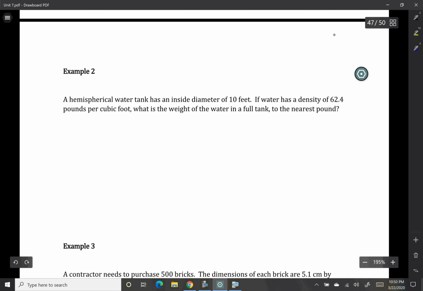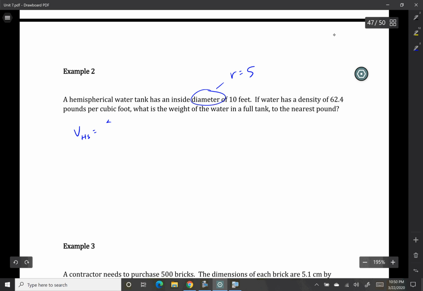So number 2 says a hemispherical water tank has an inside diameter of 10 feet. As soon as I see diameter, I'm thinking radius, because all of our formulas have radius in it. So the radius is 5 feet. Water has a density of 62.4 pounds per cubic foot. What is the weight of the water in a full tank? So to be able to use this density formula, we need to know the mass, which we know. Well, I'm sorry, which we don't know. We need to know the density, and we need to know the volume. So the first thing we have to do is find the volume of this hemisphere.